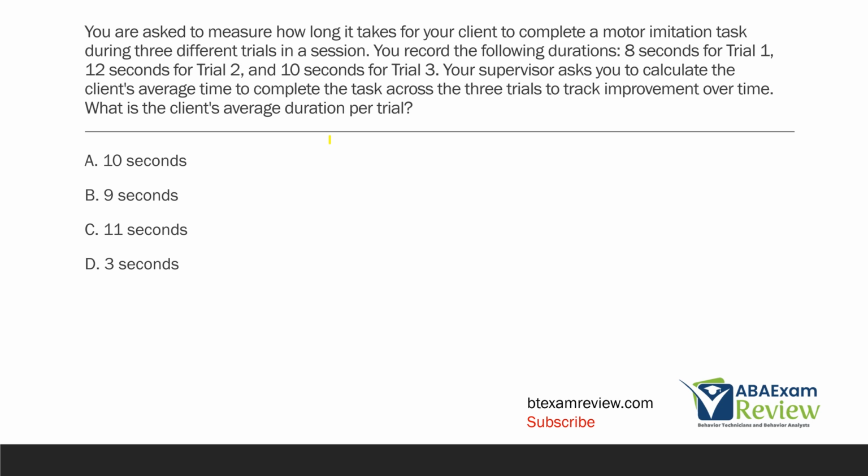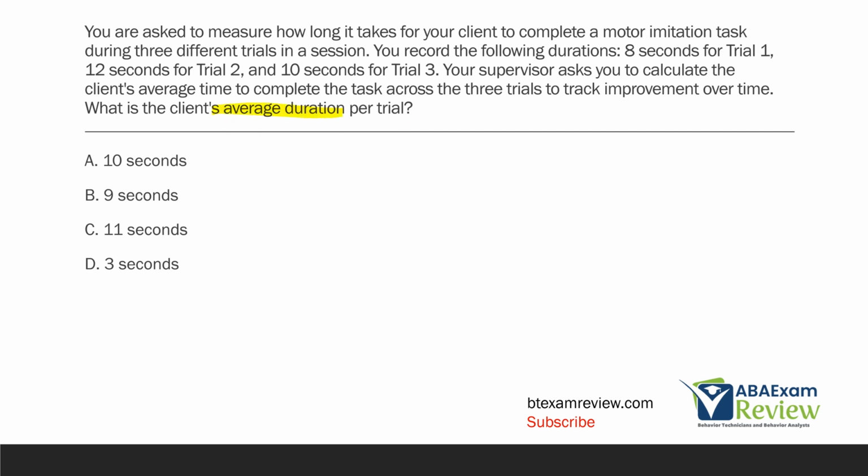You're asked to measure how long it takes for your client to complete a motor imitation task during 3 different trials in a session. You record the following durations: 8 seconds for trial 1, 12 seconds for trial 2, and 10 seconds for trial 3. Your supervisor asks you to calculate the client's average time to complete the task across the 3 trials to track improvement over time. What is the client's average duration per trial?